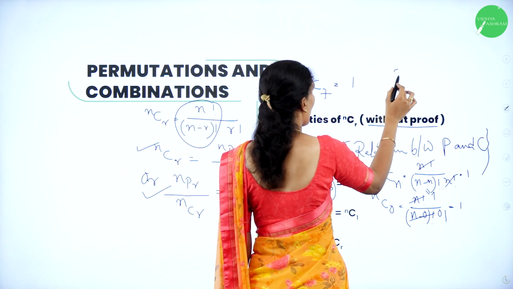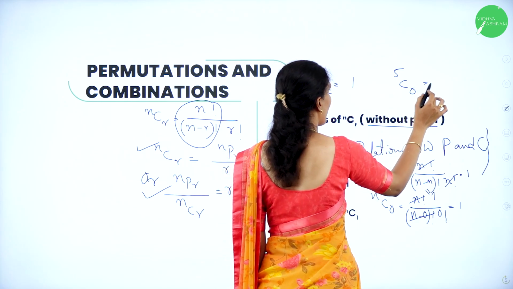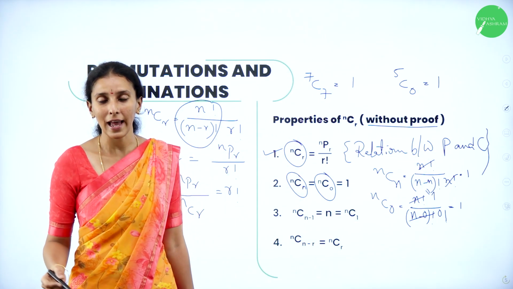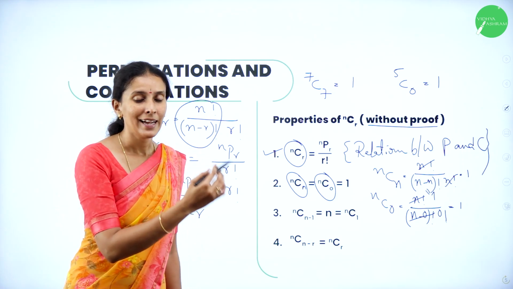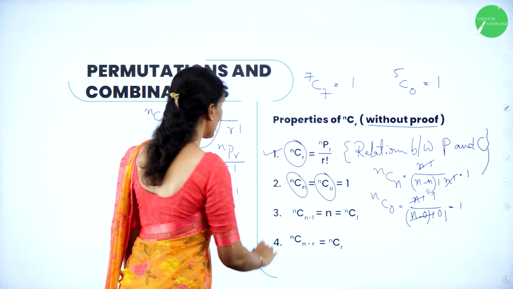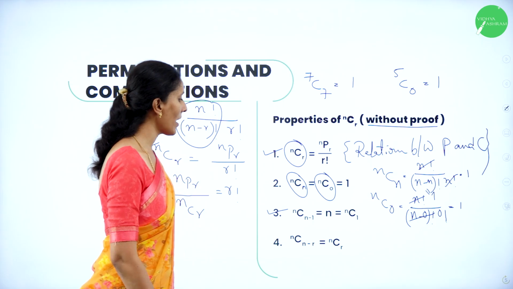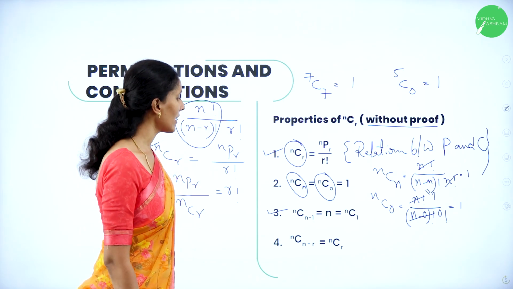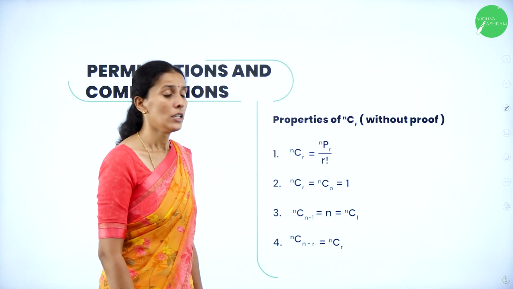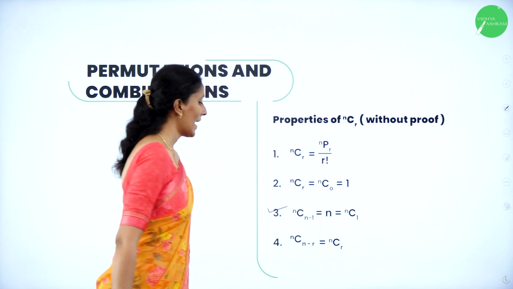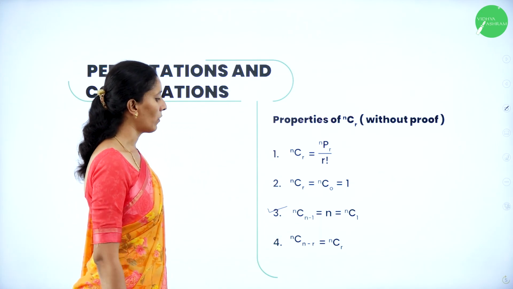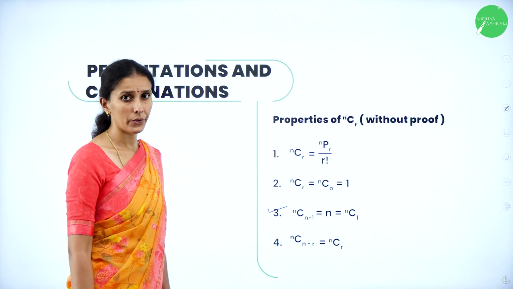Or 5C0, you can directly write it as 1. So no need to calculate, you just remember the property and directly write the answer. Next is NC(n minus 1) is n and NC1 is also n. So let me go for the third property. NC(n minus 1) is equal to n, which is also equal to NC1.